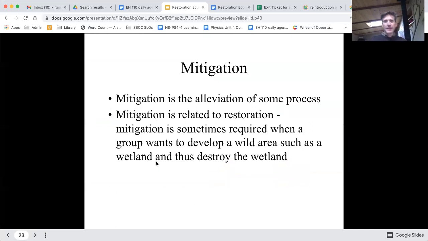I used the word mitigate in sort of the wrong way, perhaps, or in a different way just now. Mitigation is also a legal term, which is the alleviation of some process, and that's a general term. In this case, mitigation is related to restoration, in that you can allow a group to destroy a wetland, a place where they might like to build a nice housing development, if they agree to restore a degraded wetland somewhere else. So it's like, okay, you're building this project, it's going to be bad for the wetlands, but we're going to mitigate the problem by having you do some good over here. And hopefully the two balance out.